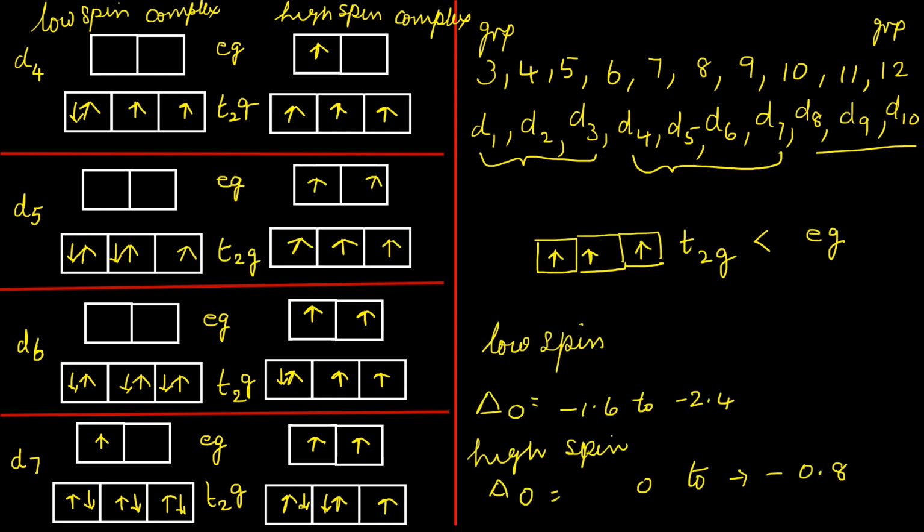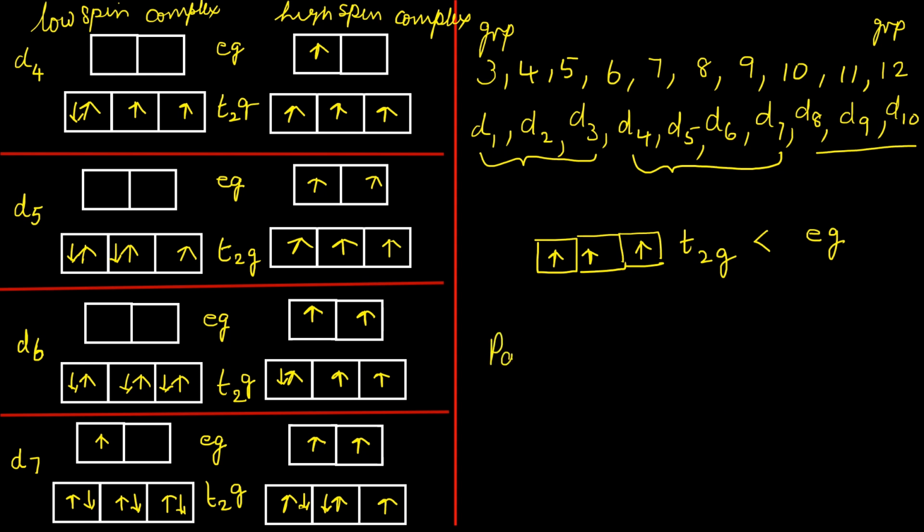Please also note the crystal field stabilizing energy for high spin and low spin octahedral complexes. I have given it there. Pairing of electrons is decided by a quantity called pairing energy represented by the letter P. Because for pairing, there should be enough energy to overcome the repulsion by the other electron.